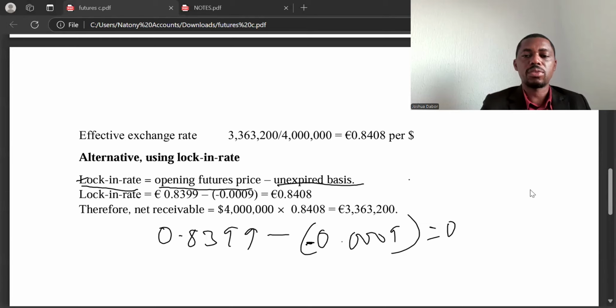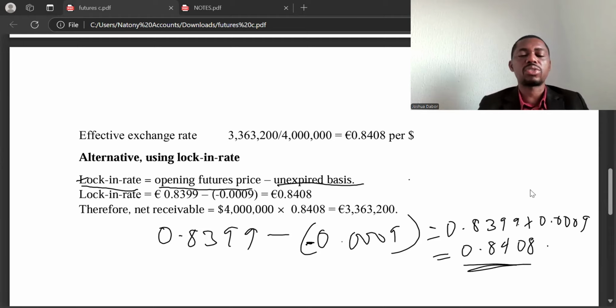It becomes 0.8399 plus 0.0009. Therefore, your lock-in rates will become 0.8408, which is your effective rate. So this is the effective rate. This is what you are trying to calculate. You know that this is your effective rates straight.